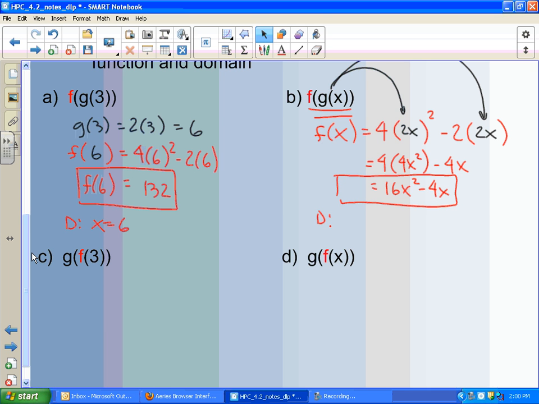Quotient ones, exactly. So maybe one of my functions is a rational equation, right? f of x equals 1 over x plus 2. And then g of x was equal to x minus 7 or something. In that case, I'm going to be careful of my domain.